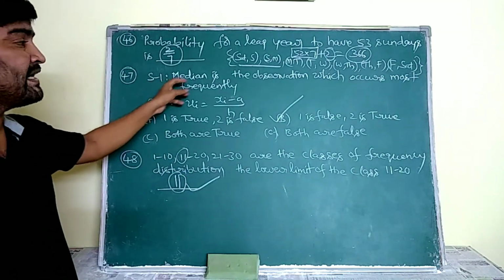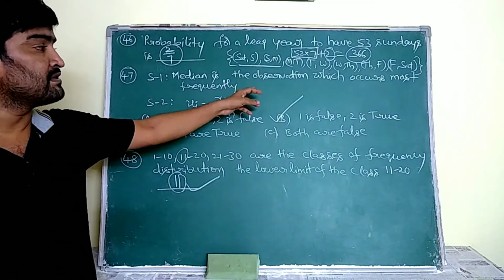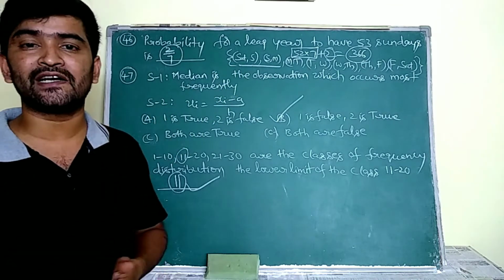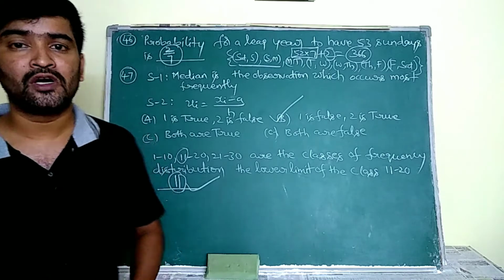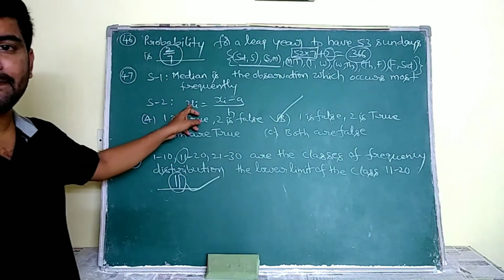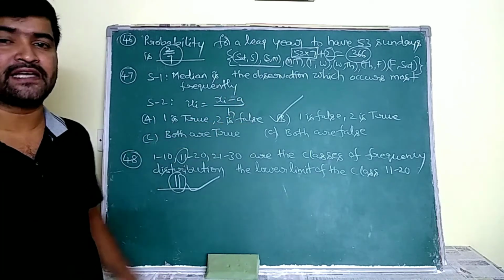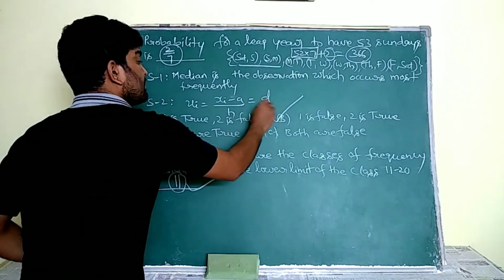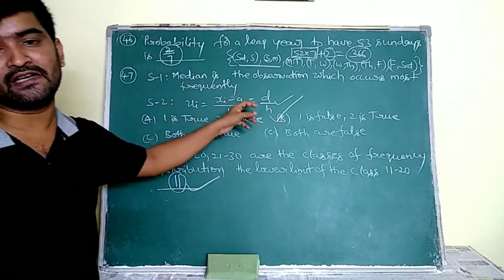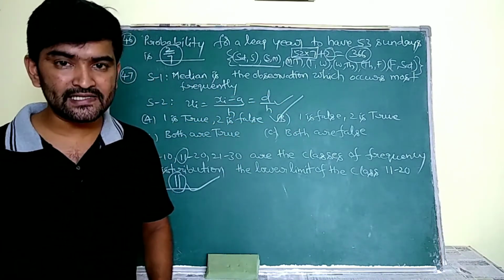Median is the observation which occurs most frequently, it says. We know that the most frequently occurring observation is known as mode. But he is saying median, so it's wrong. Statement 2: step deviation is equal to xi minus a by h, that is d by h. We know that it's right. So the first one is false, the second one is true. So that is the second statement. Understand?